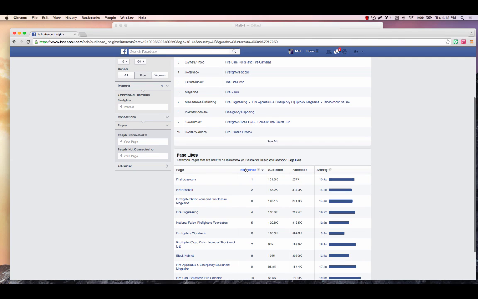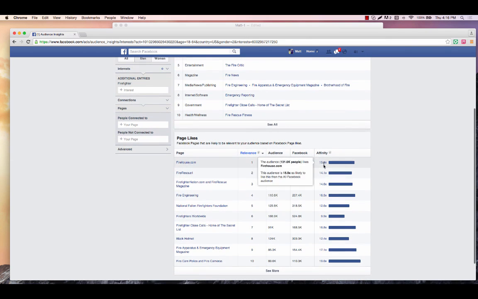Now you can see I'm sorted by relevancy. That's a mixture of the audience and the affinity. It gives me the relevancy. You can see that this has a higher affinity than this one. Even though it's a smaller audience, it gets bumped to number 1. But some of the ones down here, like this one, huge audience, right? But the affinity is lower, so it's number 6. That's something to pay attention to.